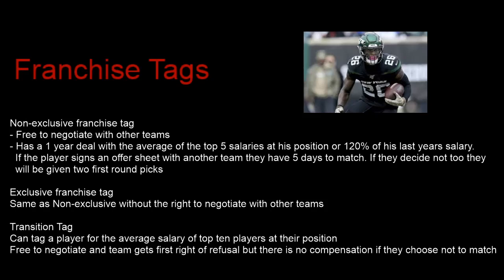So you can do a non-exclusive franchise tag, which means they're free to negotiate with other teams, but they have a 1-year deal with an average of the top 5 salaries at their position, or 120% of last year's salary, so it's a 20% pay rise. It's whatever's more. If the player signs an offer sheet with another team, they have 5 days to match. If they decide not to match, they will be given 2 first-round picks.